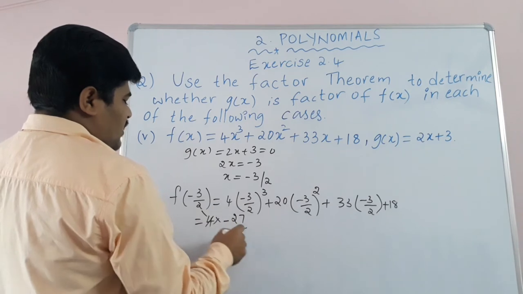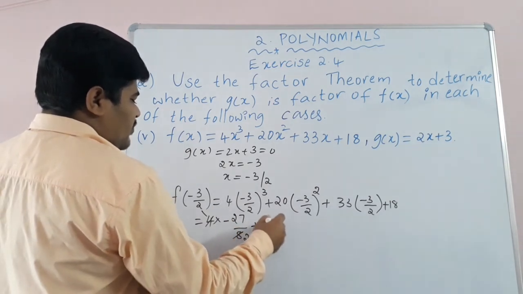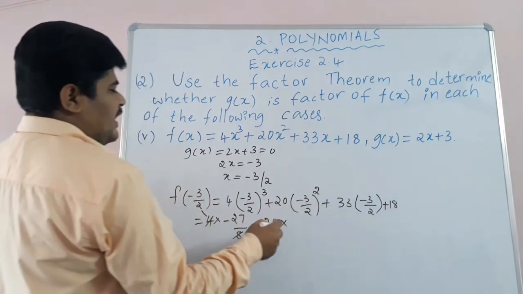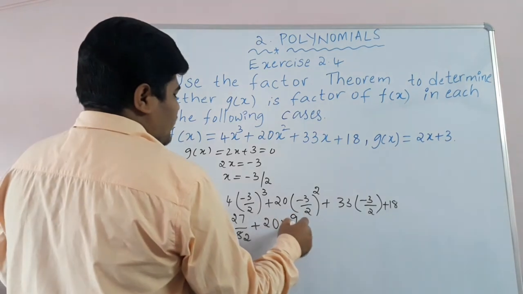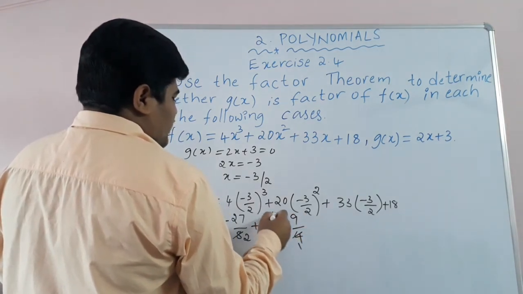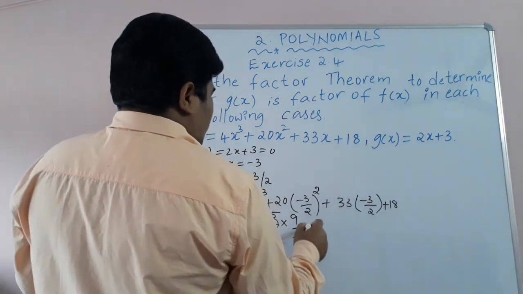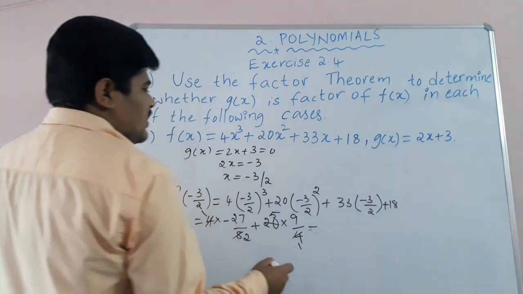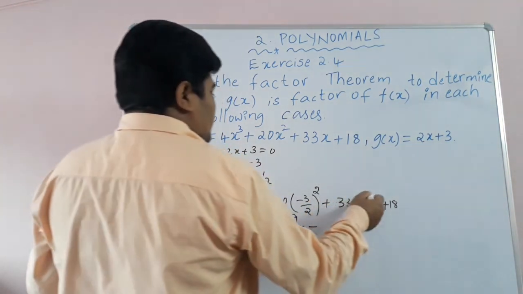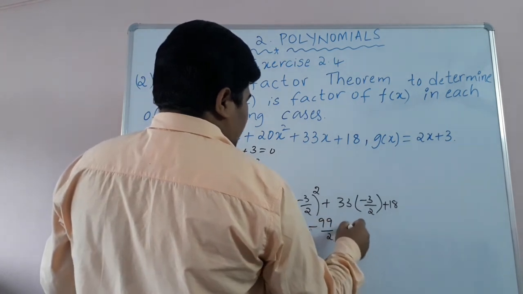So 4 ones are 4, 4 twos are 8, you can cancel. So plus 20 into minus 3 by 2 whole square, children. Minus to the power of an even number is plus. So this is 3 square by 2 square, that's 9 by 4. 4 ones are 4, 4 fives are 20. Okay. Plus into minus is minus. And 33 into minus 3 by 2, children. 33 is nothing but 33 by 1. 33 into 3 is 99. So minus 99 by 2 plus 18.